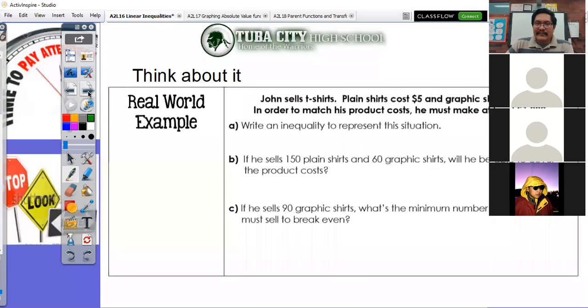All right, so let's go ahead and look at a real world example. John sells t-shirts. Plain shirts are $5 and graphic shirts are $7. In order to match his product cost, he must make at least 1,200, or twelve hundred, is the other way you would say it too.